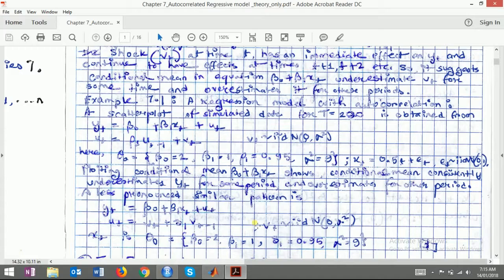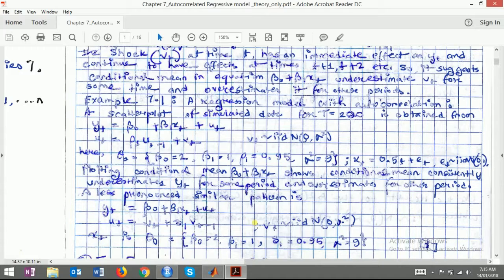Exogenous variable xt equals 0.5t plus et, where et is also IID with zero mean and 1 standard deviation. Plotting the conditional mean beta naught plus beta 1 xt shows the conditional mean consistently underestimates Yt for some period and overestimates for another period.